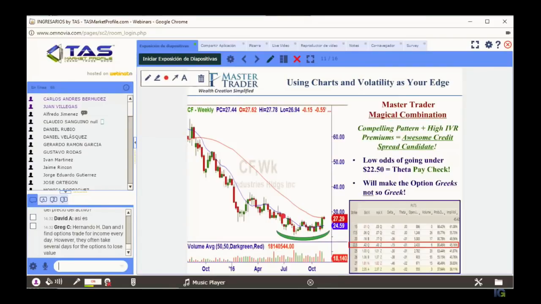Entonces cuando yo encuentro esos pisos y sé que ya estoy saliendo de un piso, las estrategias de opciones vía credit spreads son muy poderosas y tienen, como ya hemos visto, un alto porcentaje de acierto.